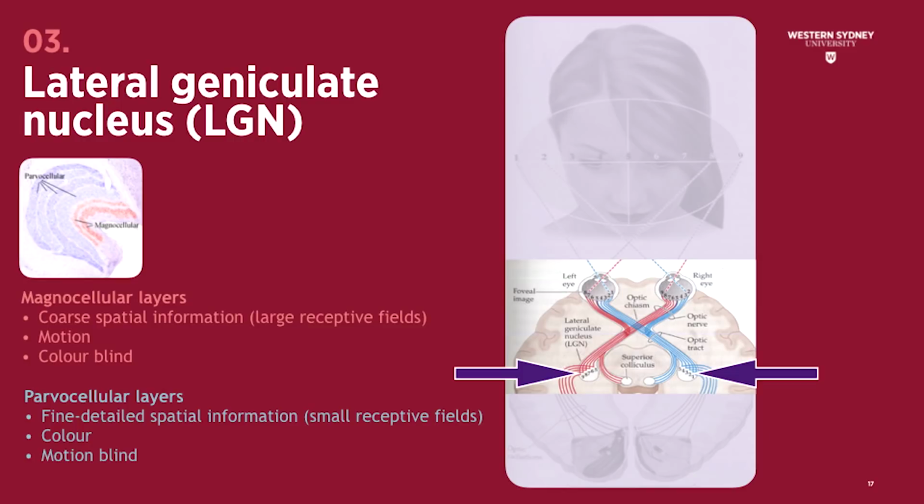Another functional difference is that the magno layers respond to rapid changes in the image, such as occur when an object moves. By contrast, the parvo layers are relatively insensitive to movement. Finally, whereas the parvo layers contain neurons that are sensitive to colour, magno neurons are insensitive to colour variation.